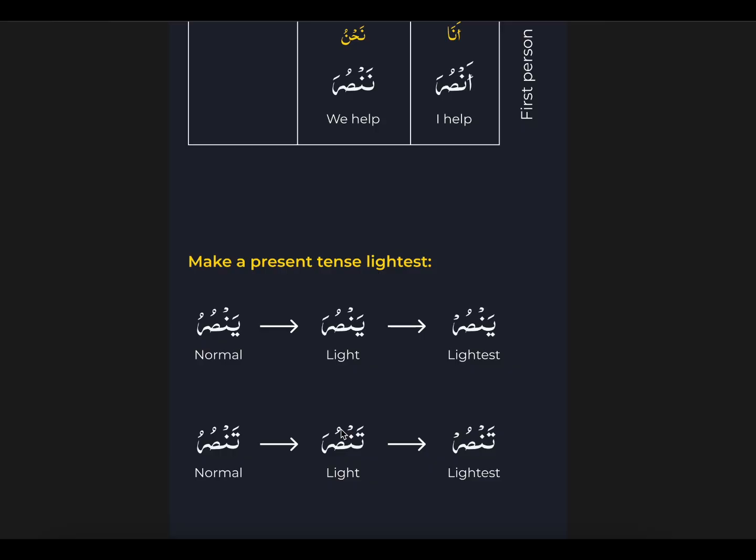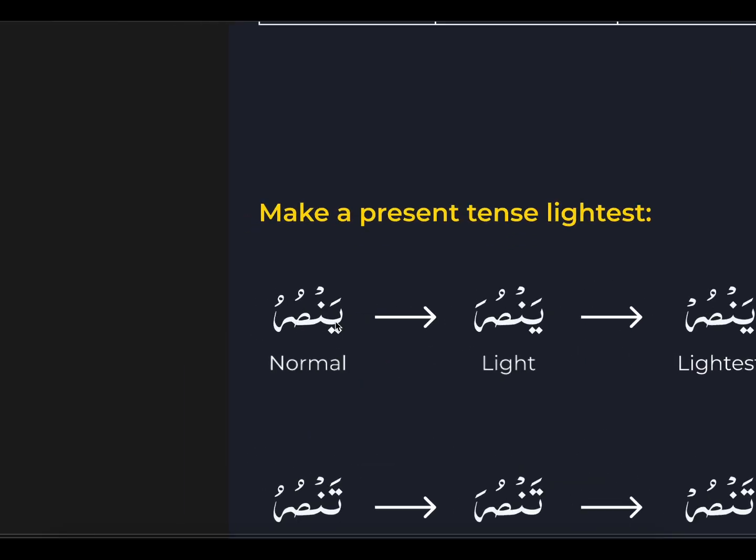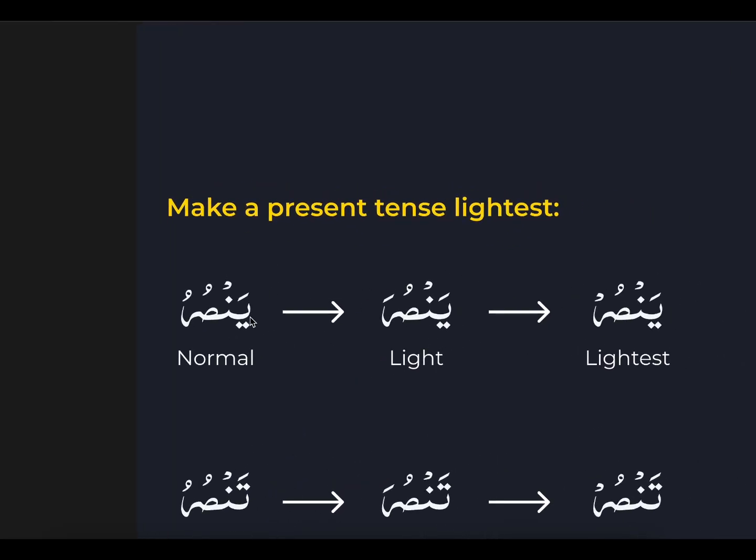Now let me show you how we can make lightest. We can even make lightest. So the normal word, let's say, is yansuru. Yansuru means he helps. What if I want to make it light? I just get rid of the u and add a. So yansura, the light version becomes yansura. And from this, if I want to make it lightest, I just add a sukun. Instead of a, I add a sukun. So yansur becomes lightest.